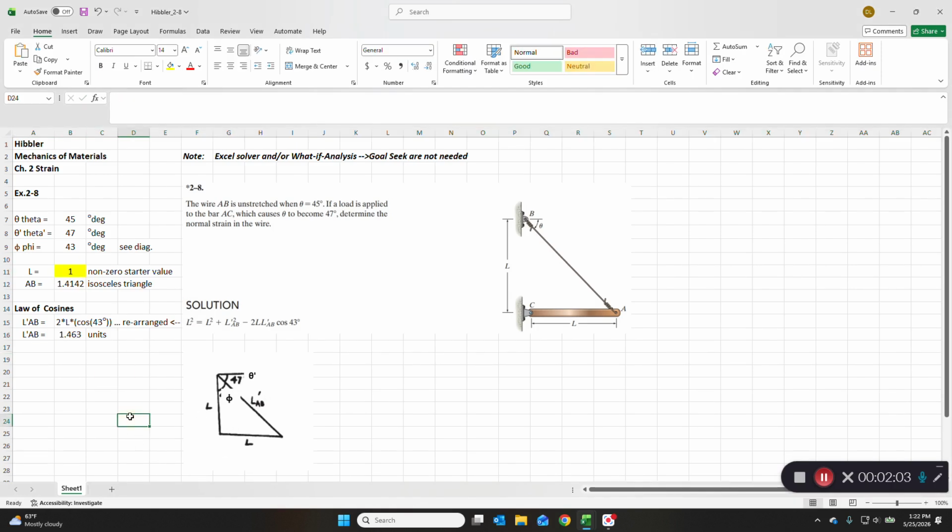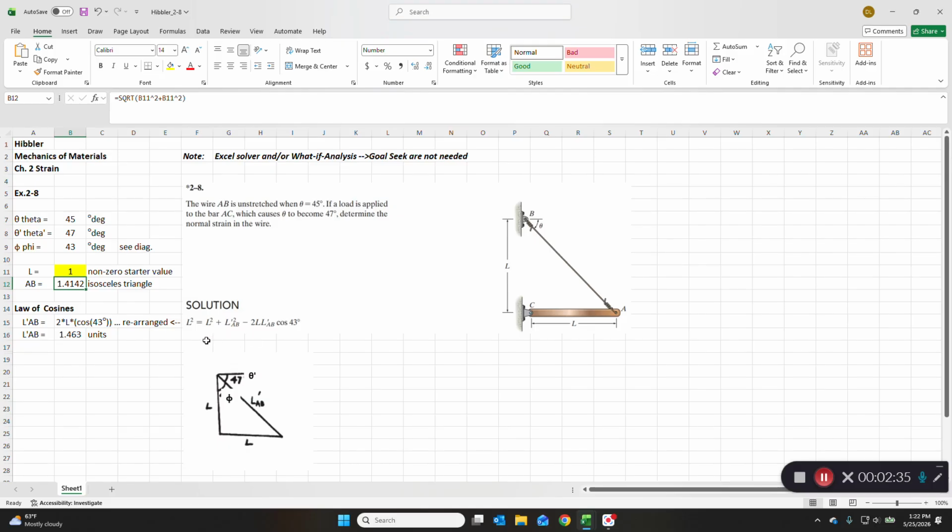Again, we don't want to use 0 for these non-zero starter values. We use 1. So if L is 1 and the bar AC, which is also L, is 1, then AB, the wire, must be 1 times the square root of 2, which clearly is 1.414. Okay. Likewise, if we use a different number like 2, we would get 2 times the square root of 2 for AB, which would be 2.82. So we're going to stay with 1, and then we're going to look at the law of cosines for the solution.